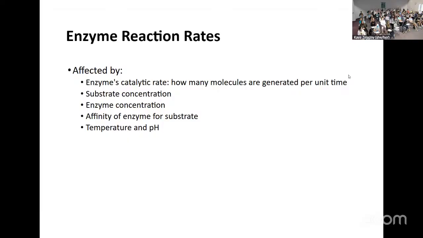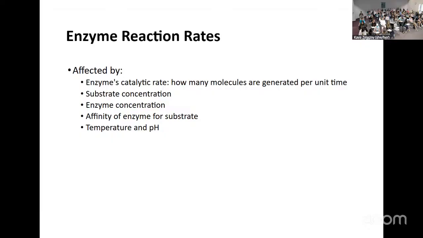So when we think about enzyme reaction rates, we're going to be thinking about the enzyme's catalytic rate. That's going to be how fast the enzyme itself works, basically. So how many molecules per unit of time that enzyme can help us transform. But we're also going to need to think about how much of the substrate is present, or how much of that reactant is present that we're trying to turn into a product. We're also going to need to think about how much of the enzyme we have present. So enzyme concentration is going to make a difference.